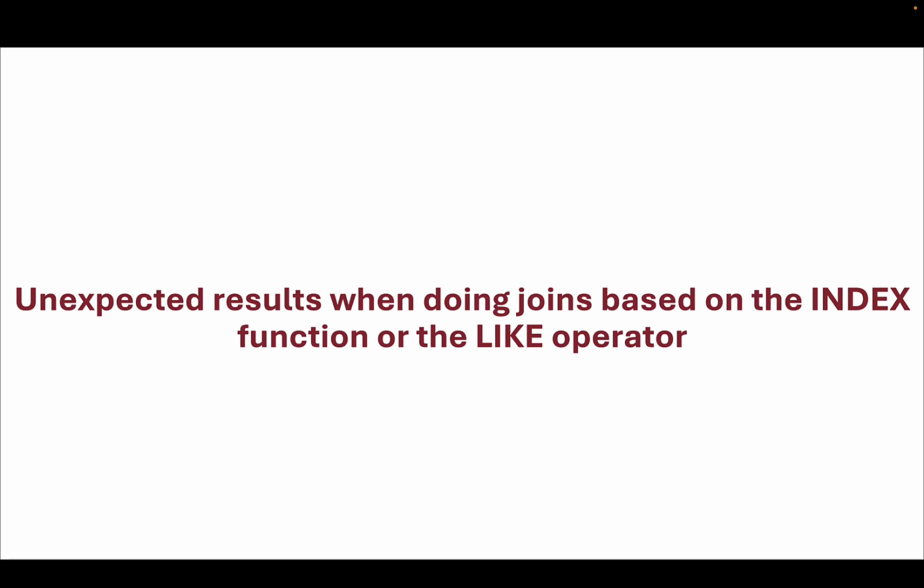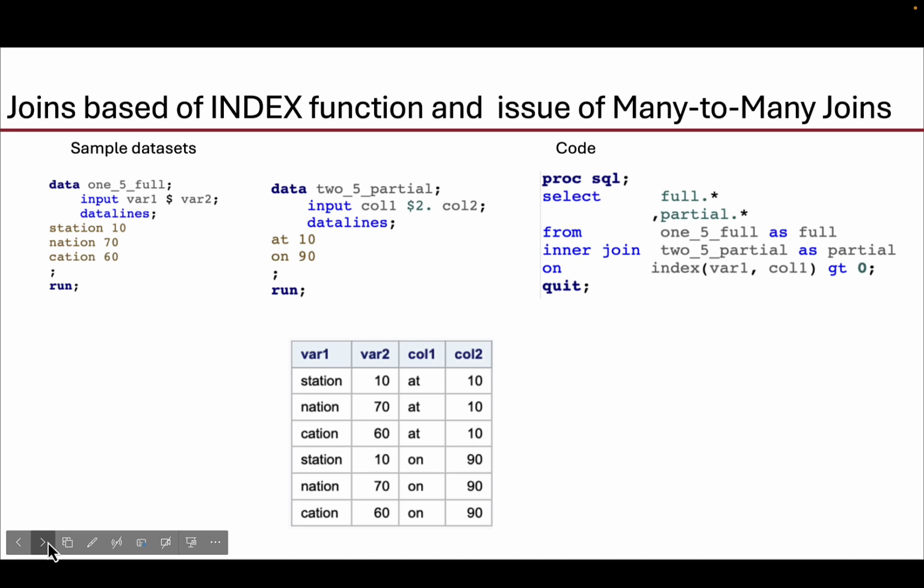Now let us look into the third and last topic, which is unexpected results when doing joins based on the index function or the like operator. Here, these are a little bit different joins than what we regularly see. To understand this, again let's look into sample data sets. In here I have sample data set 1_5_full, wherein I have two variables var1 and var2, and I have another data set named 2_5_partial, and in here I have call1 and call2 as my variables.